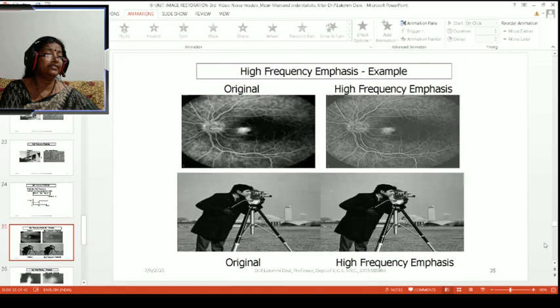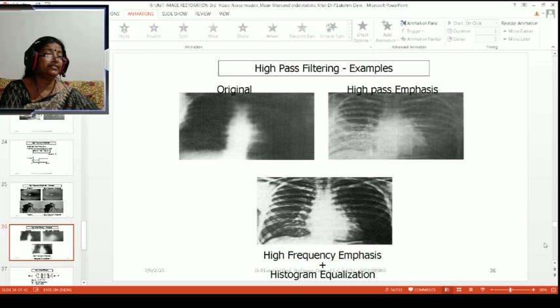Let us observe some mammograms as well as some cameraman photographs here. In the mammogram, the first one is the original and the second one is high frequency emphasis. That definitely improves the clarity as compared to the original. In the second figure, the cameraman, the original image is this one and the high frequency emphasis image is the second one. This still improves some clarity compared to the first one. High pass filtering, original, high frequency emphasis filtering.